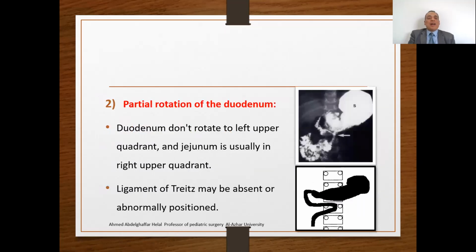Or it may show partial rotation of the duodenum. The duodenum doesn't rotate to the left upper quadrant, and the jejunum is usually present in the right upper quadrant. The ligament of Treitz may be absent or abnormally positioned. This is partial rotation. The duodenum cannot reach its normal position in the upper left quadrant, to the left of the spine.